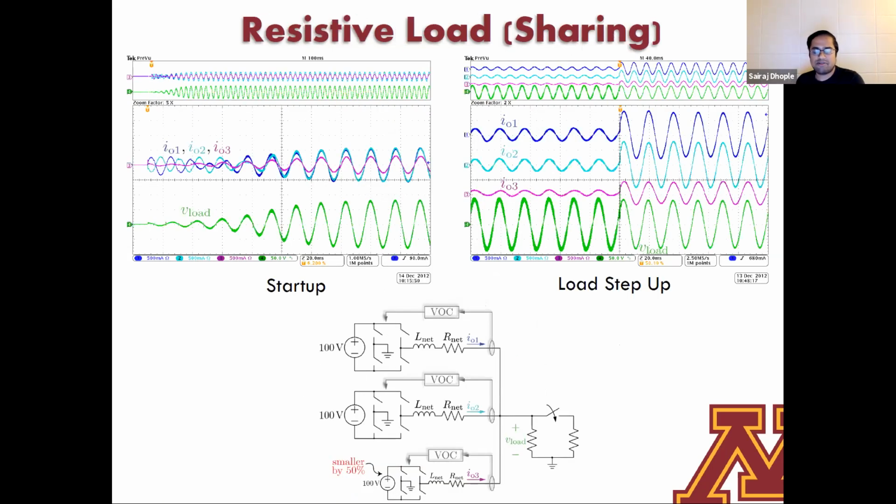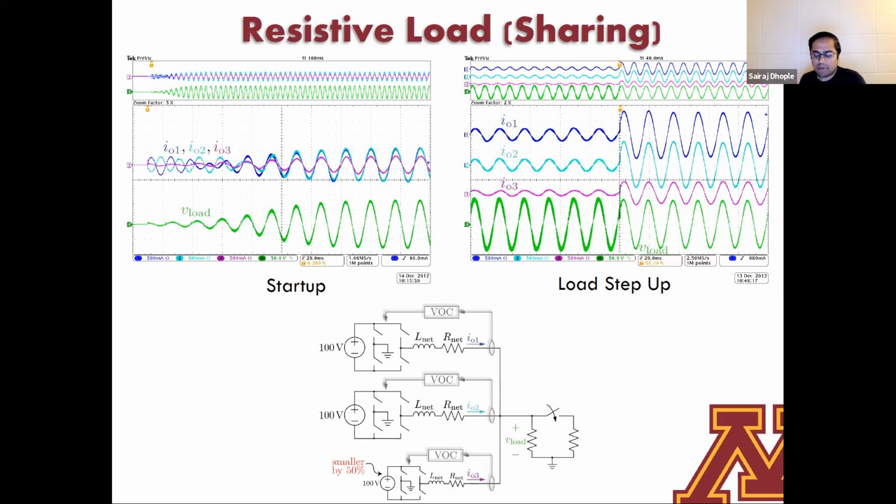So here's one of the very early ones that we did. It's a collection of these three inverters, as I said. One of them is smaller than the other two. There's a third inverter here, IO3, which is the current coming from the third inverter, and this third inverter is rated to be 50% of the capacity of the other two. And I'm just going to switch a load resistance in and out, as is shown here on the very right. And I'll also show you what happens at startup.